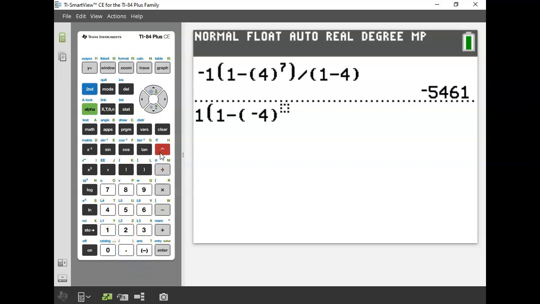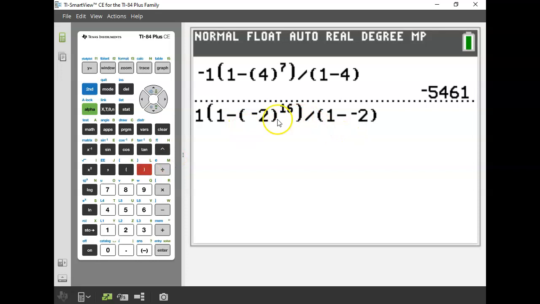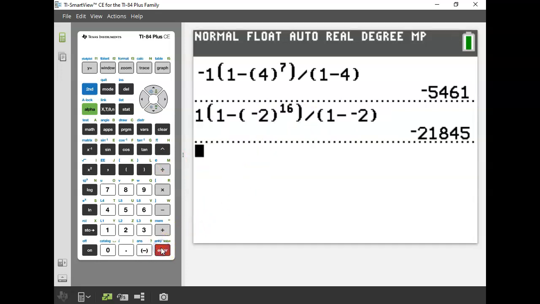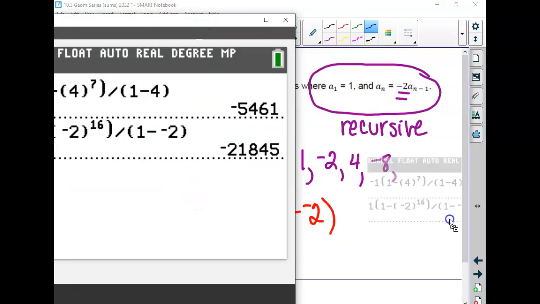So it was 1 times 1 minus negative 2 to the, make sure you're using minuses and negatives appropriately. Thank you. And what was our n? 12? 16, see? There's a reason I'm retiring. Can't remember anything. Divided by 1 minus negative 2. Okay, the calculator will take care of the fact that that becomes plus positive and this one doesn't. Negative 21845. Okay.